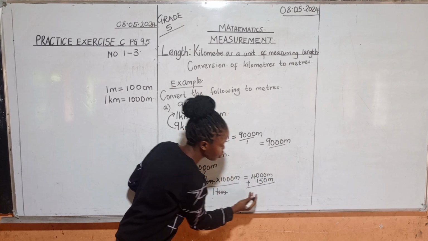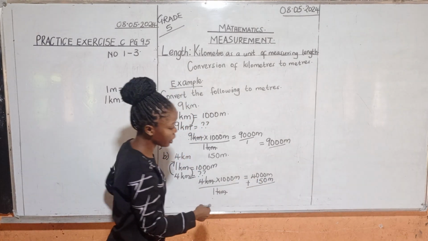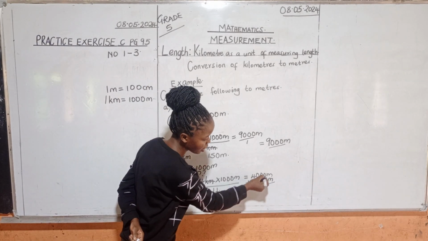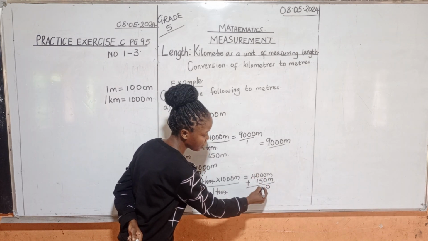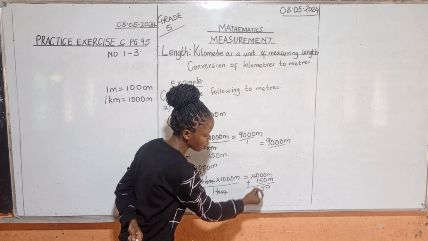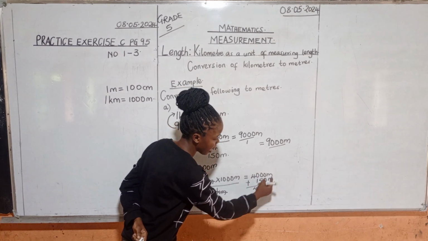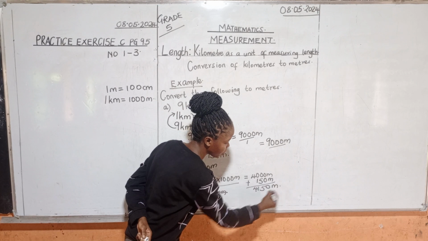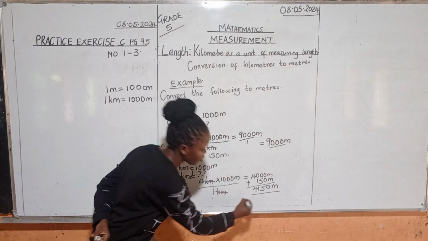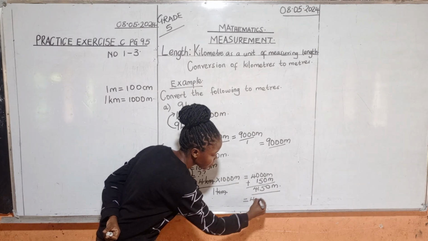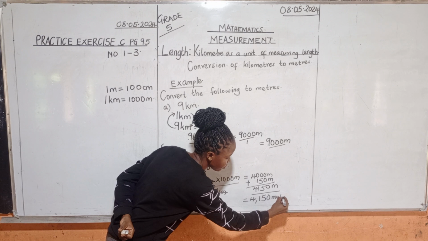Remember, addition starts from the right. Always remember to align your digits well so that you don't end up getting the wrong result. So 0 plus 0 gives you 0. 0 plus 5 gives you 5, 0 plus 1 gives you 1, and 4 plus 0 gives you 4. And remember to write the units because they are what you're looking for. It is very important to include the units of measurement. Our answer now becomes 4,150 meters.